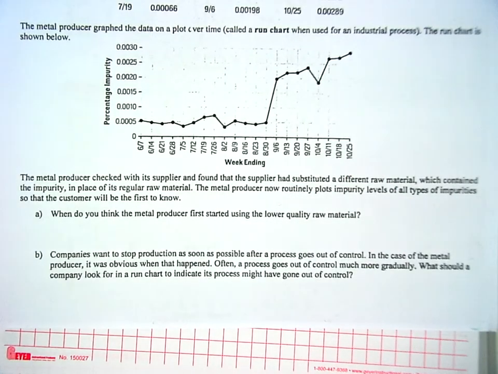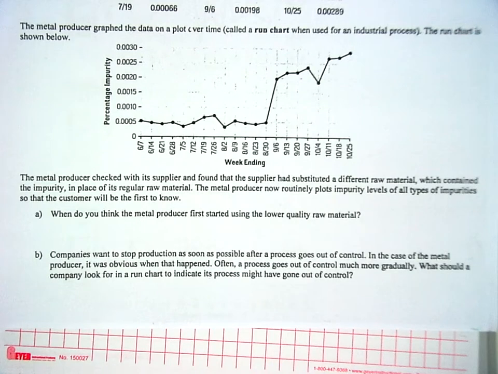So here, the metal producer checked with its supplier and found that the supplier had substituted a different raw material which contained the impurity in place of its regular raw material. The metal producer now routinely plots impurity levels of all types of impurities so that the customer will be the first to know. So when do you think the metal producer first started using the lower quality raw material?